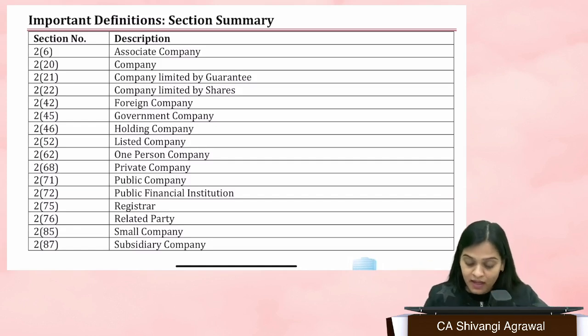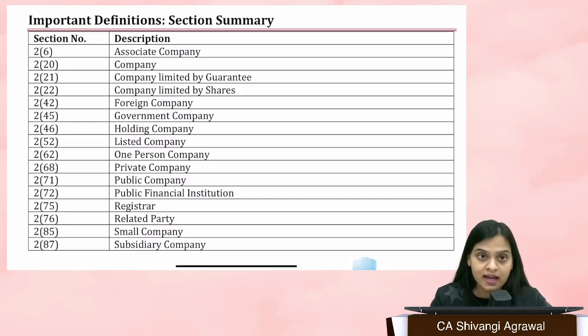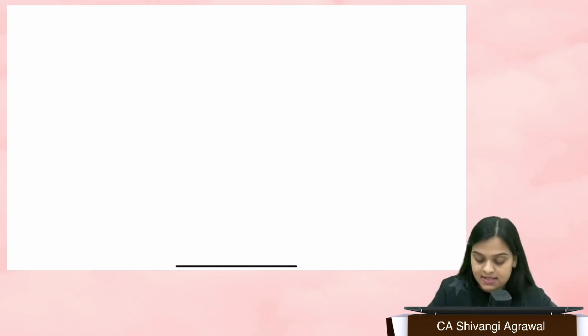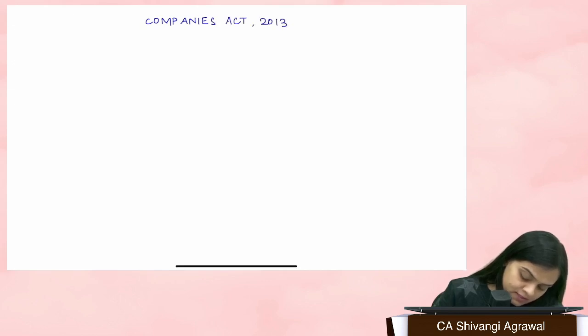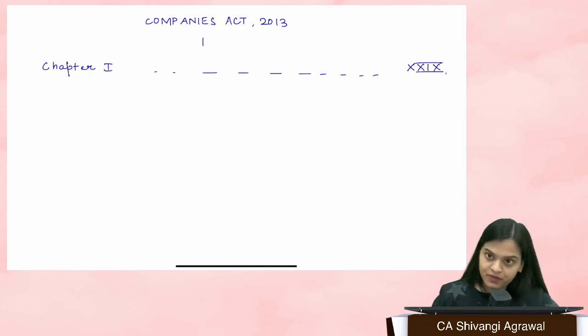Now, when I say Companies Act 2013, we don't have to read the entire act. Companies Act 2013 is divided into a lot of chapters. I hope you are all ready with your copy and your highlighter. There are 29 chapters in total.